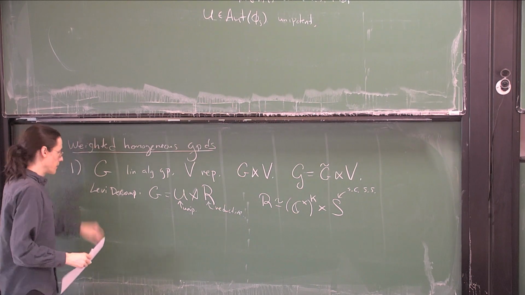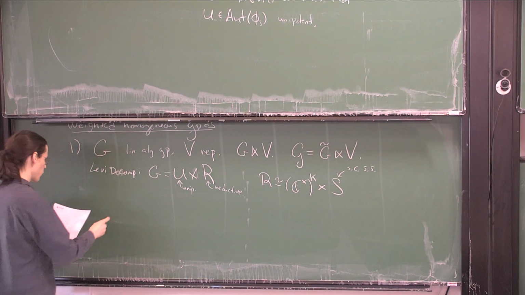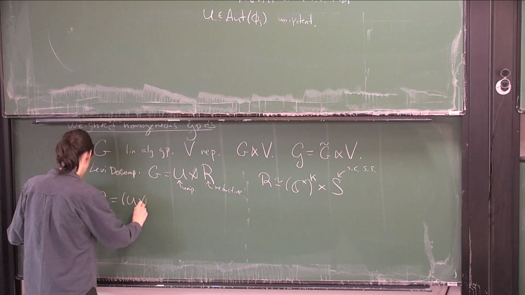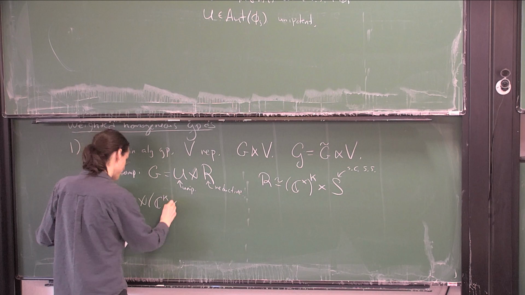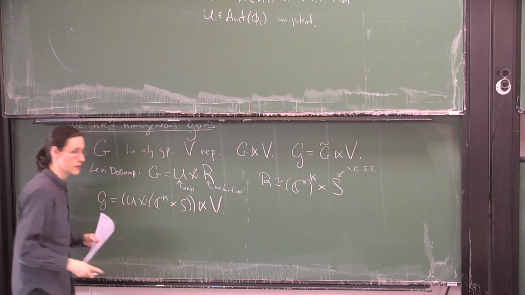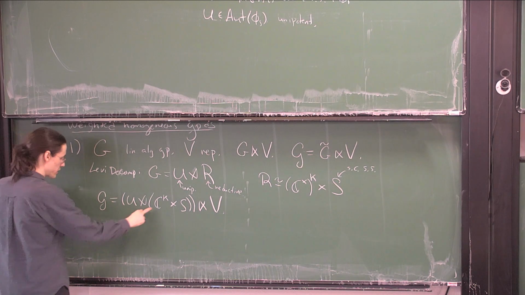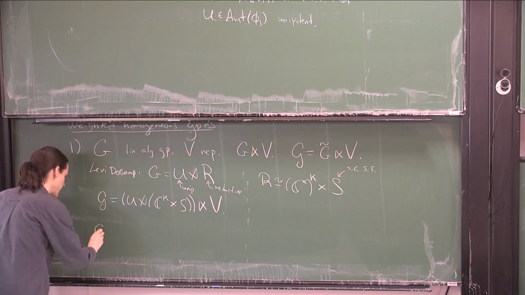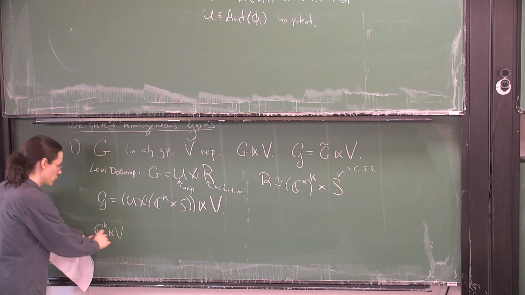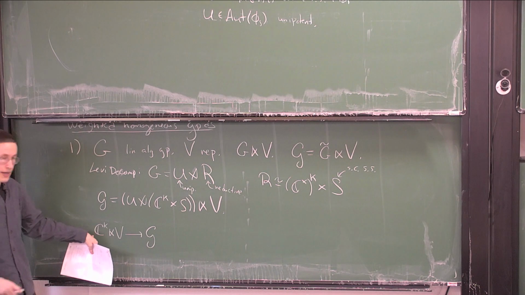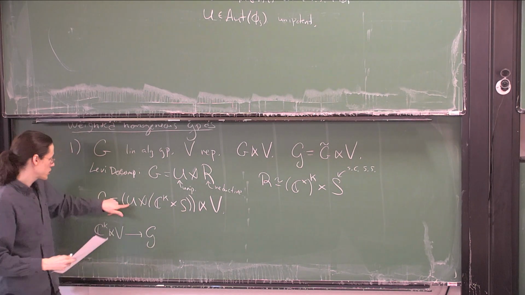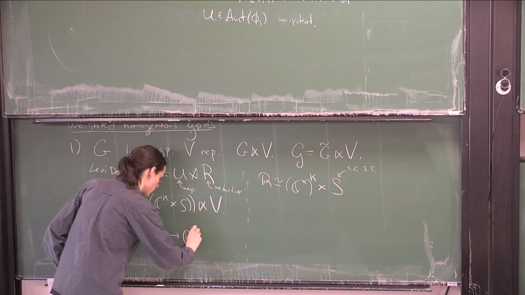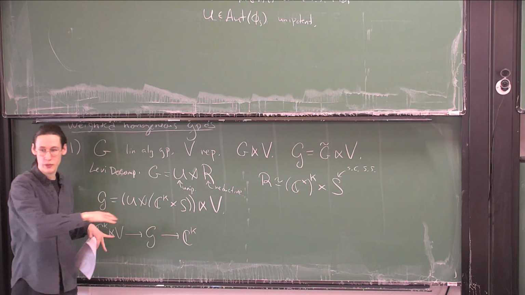And so this groupoid, G, can be given like this. And it receives some maps. First of all, C to the K is a subgroup of this whole thing. It's not normal, but it's a subgroup, and it acts on V. So we have an inclusion into G of this groupoid. And also, because U is normal, we can project off this part and then also project the C to the K. So we have a projection map like this, and the composition is like the usual projection.